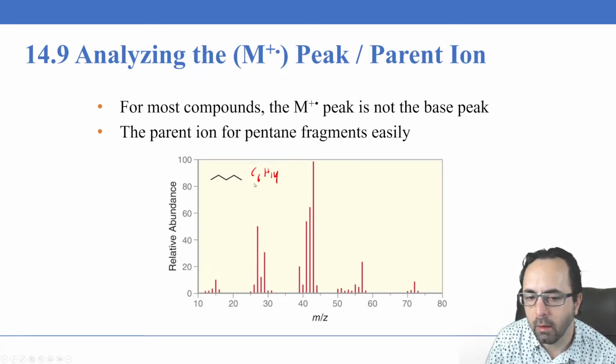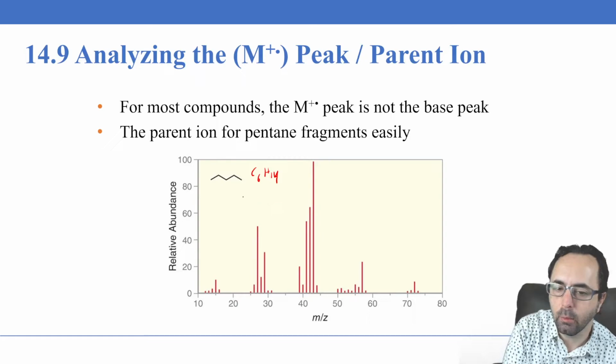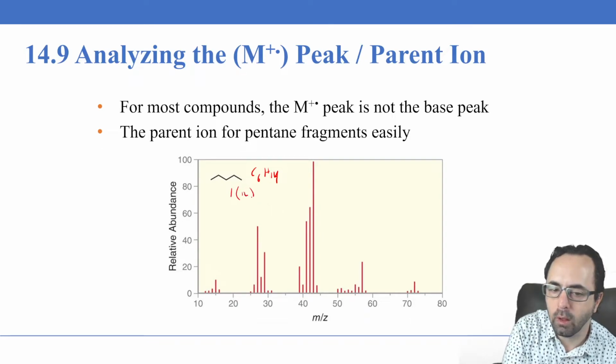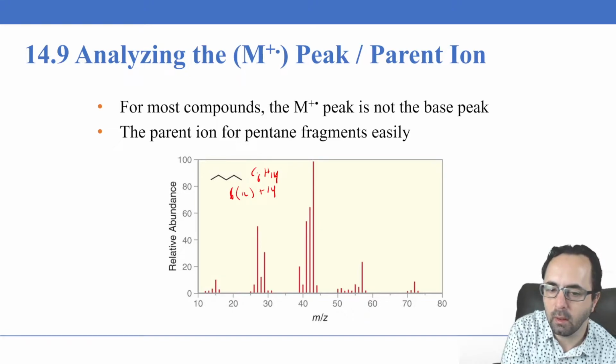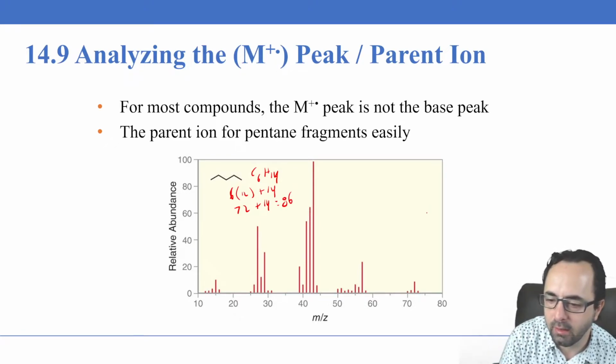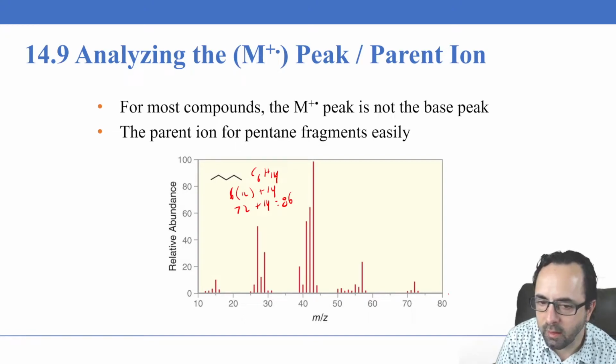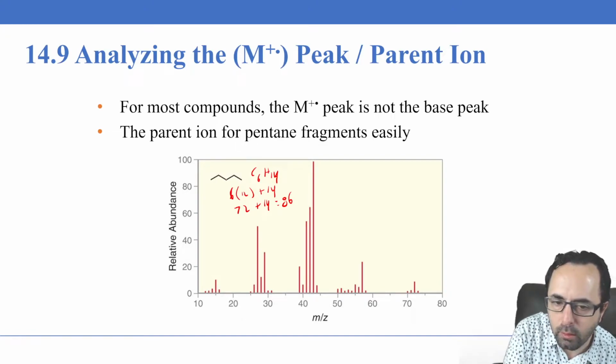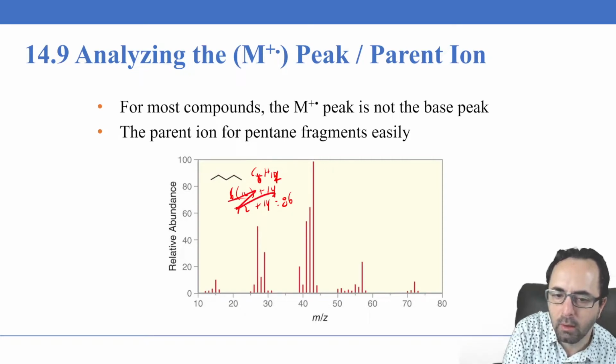Like the molecular ion, if we counted it here, we should see it around 6 times 12 plus 14. 6 times 12 for carbon plus 14. That would be 72 plus 14, so that would be 86. So we expect to see a peak around 86. Of course, let's see, 1, 2, 3, 4, 5. Whoops, sorry, C5H12. Okay, I miscounted the carbons here.